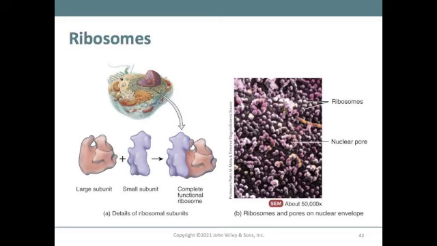The large and small subunits are made separately in the nucleolus. This is a spherical body inside of the nucleus, and once produced, the large and small subunits exit the nucleus separately, then come together in the cytoplasm.